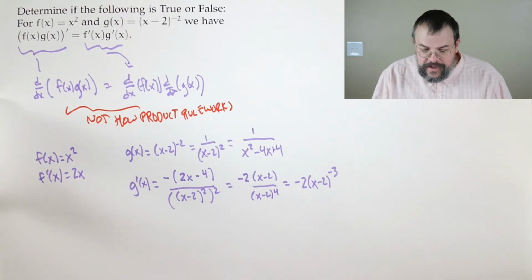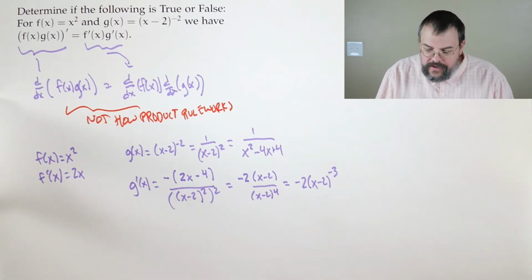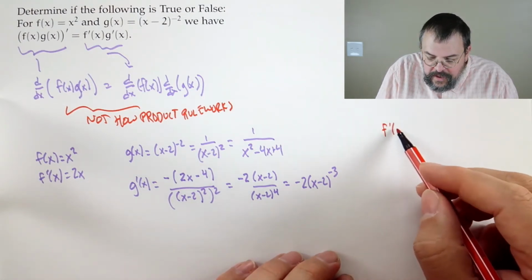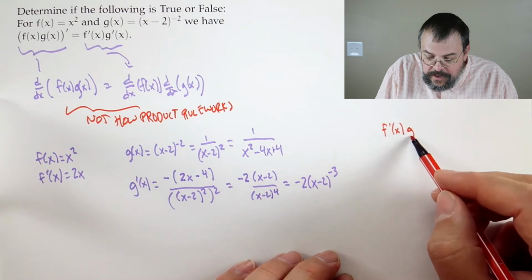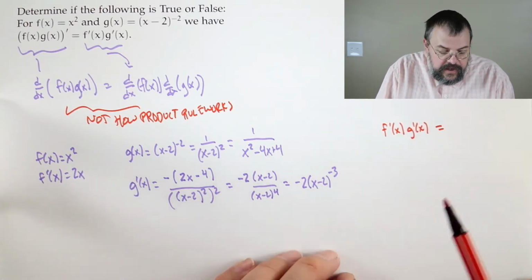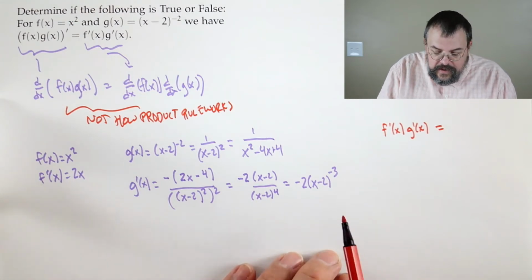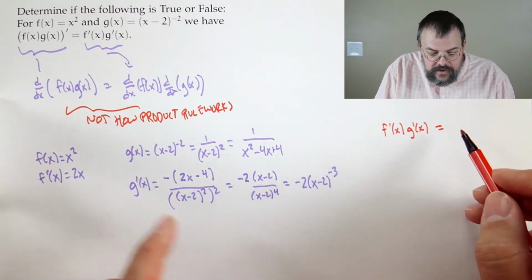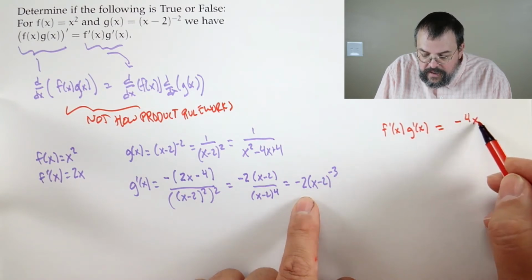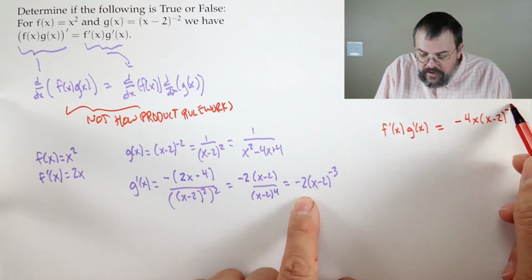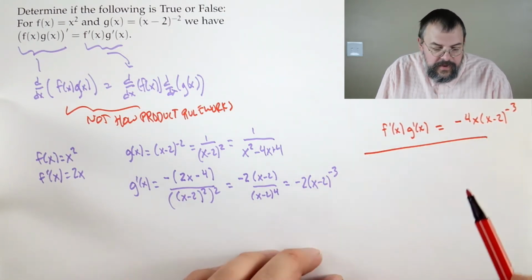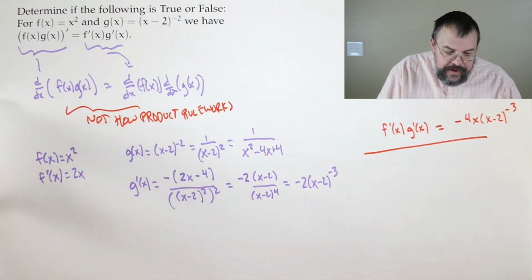Okay, so let's check. So first off, let's find what is f prime of x times g prime of x. That would be, if I take 2x times this expression, 2x times that, that has minus 4x, x minus 2 to the negative 3. Okay, now, the derivative of f of x times g of x.